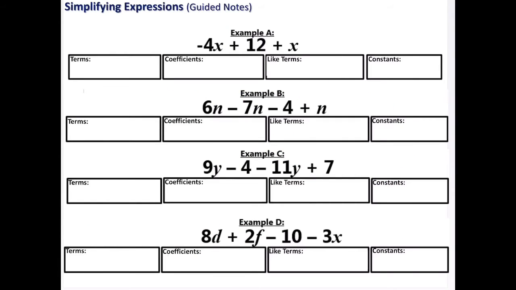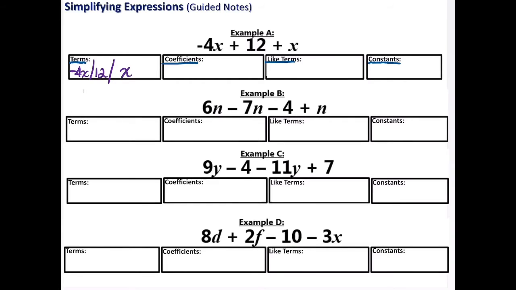Now in this exercise, what we're going to do is break everything up into terms. What are the terms? What are the coefficients? Among all the terms, what are the like terms, if any? And what are the constants, if there are any? Sometimes there might not be any like terms. Sometimes there might not be any constants. So the terms basically are everything. Negative 4x is a term. 12 is a term. The constant 12 is a term. And x is a term.